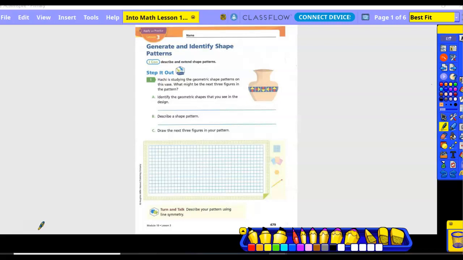Hachi is studying the geometric shape patterns on this vase. What might be the next 3 figures in the pattern? Identify the geometric shapes that you see in the design. So what shapes do we see, guys? A triangle. What else? A circle. And one more, a square.